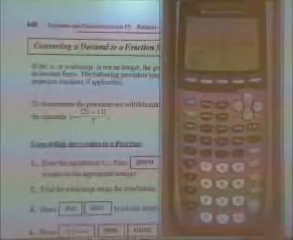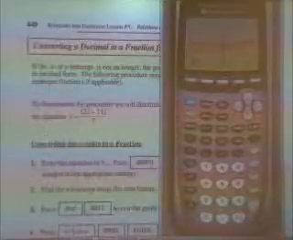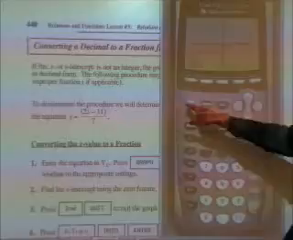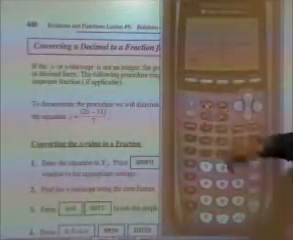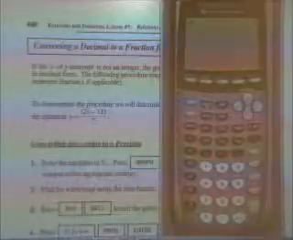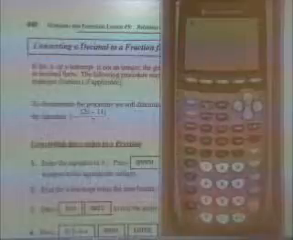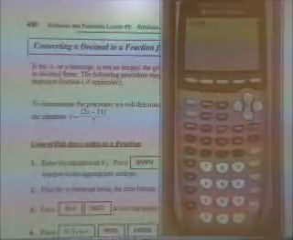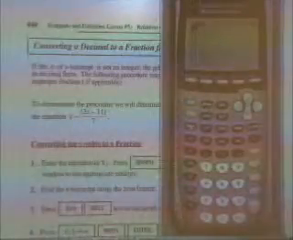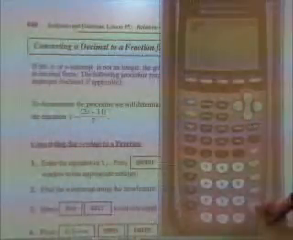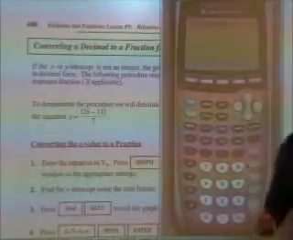And what do I get? 5.5. There are 2 ways that I could do this. Both ways involve going to your main screen, which I get by going second quit. So what was that number again? 5.5. I could type 5.5, then press the math button, and there's an arrow that says frac. I press enter, so it says take 5.5 and make it into a fraction.